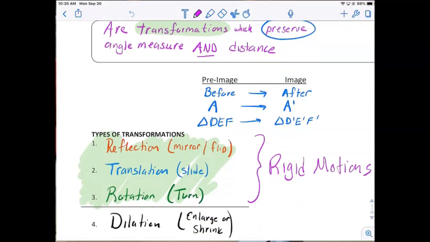The 4th one, which you talked about in middle school, was a dilation. That does change size. So we talk about that one separately in a different unit called similarity, because the shape will be similar, but it gets bigger. Angles will stay the same, but sides won't.